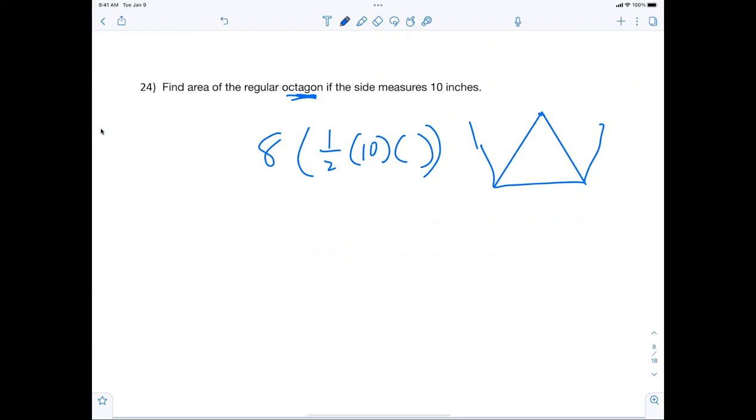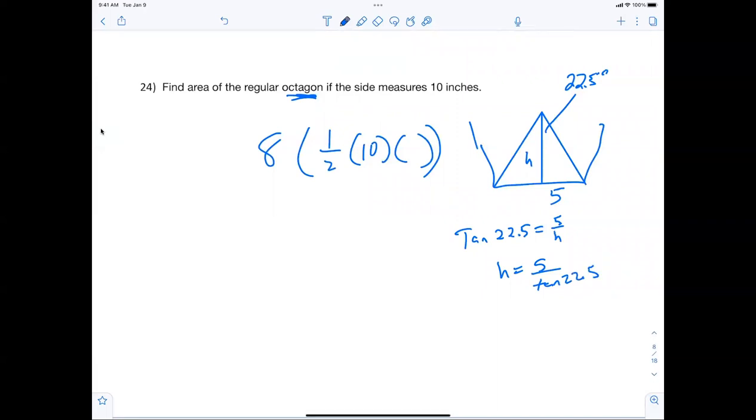So if I draw this down just to make sure, right? Did you get this angle right here would be 22.5 degrees? Right? And then this would be 5, correct? So I want the height, right? Yeah. So that would be the tangent of 22.5 is equal to 5 over h, right? So h is 5 divided by the tangent of 22.5. That's 12.07.